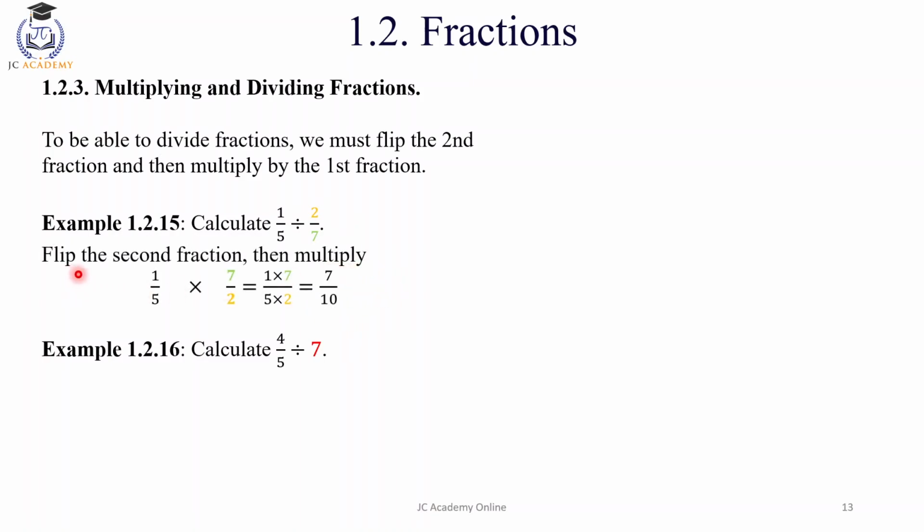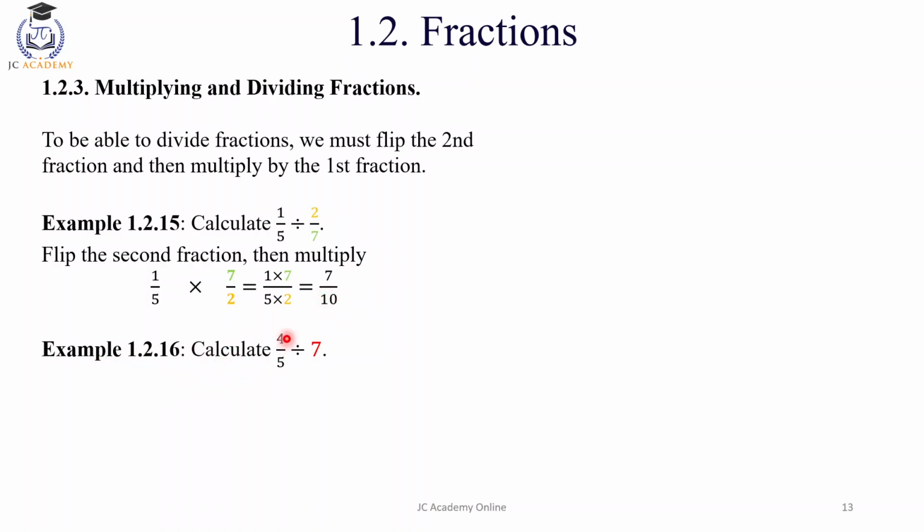So we have flipped the second fraction. We have 7 on the top, 2 at the bottom, then you just multiply. As soon as you flip them, the sign also changes. So you have 1 times 7 is equal to 7, 5 times 2 is equal to 10. So 1/5 divided by 2/7 is equal to 7/10.